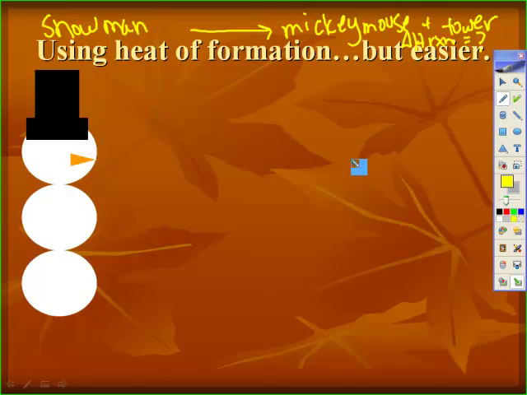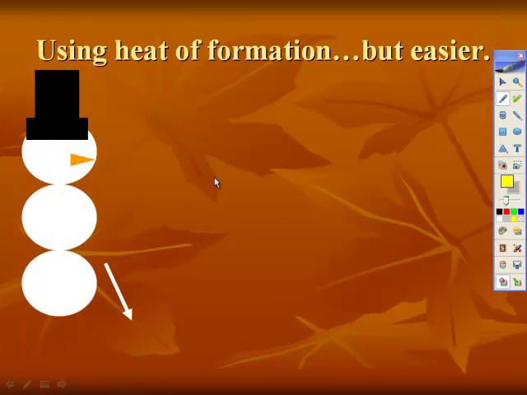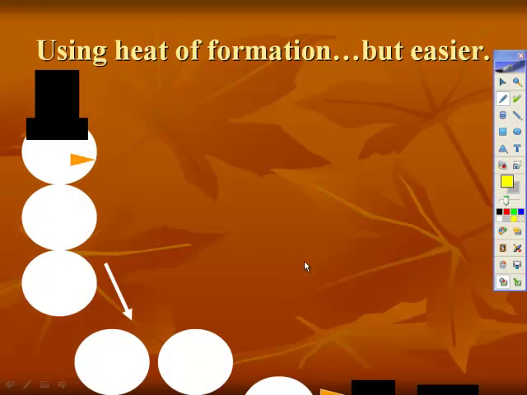If I wanted to know the delta H of that reaction, here's what I would have to do. Think of it this way. If this snowman represents a compound where each shape is an atom, so 1, 2, 3, the caret is 4, this rectangle is 5, this rectangle is 6, so 6 atoms. In order to make a Mickey Mouse and a tower out of these same atoms, what I would need to do is first completely disassemble the snowman into his component pieces.